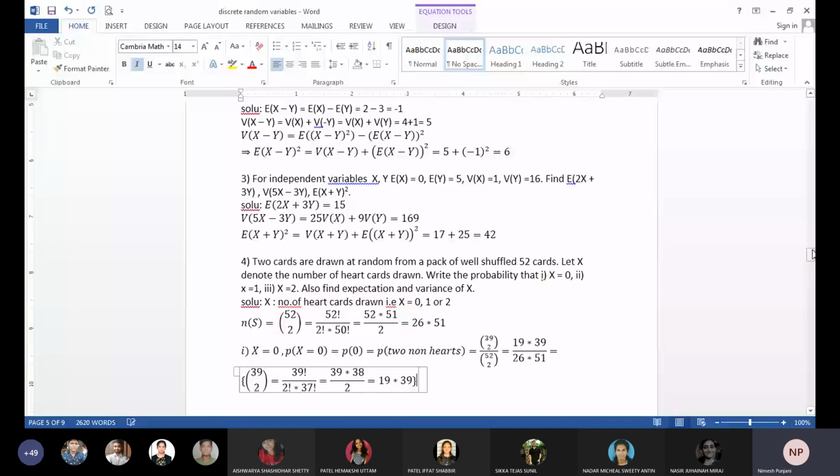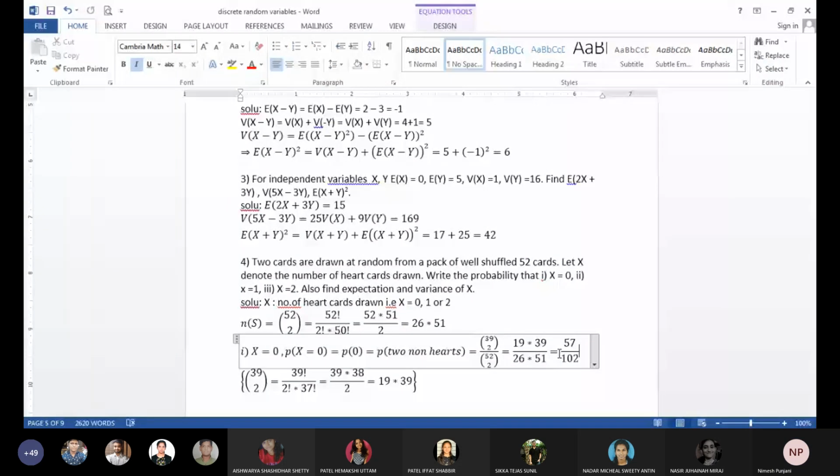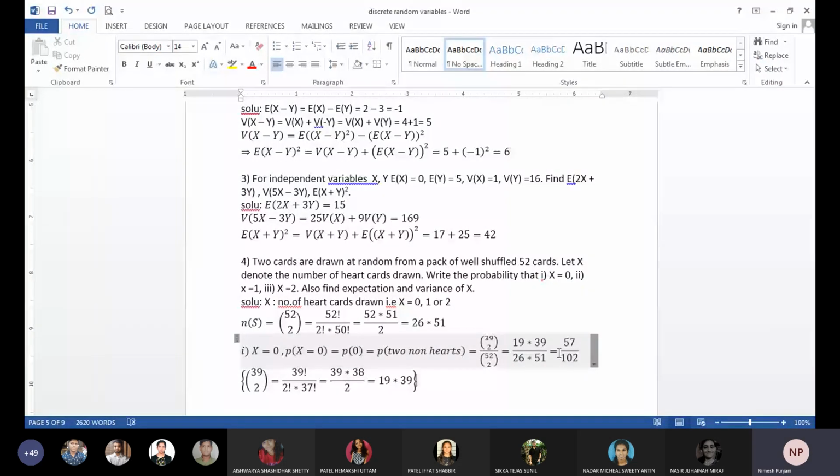Now if we simplify this, how much do I get? 19 into 3, that is 57 divided by 102. This is the answer for the first part.